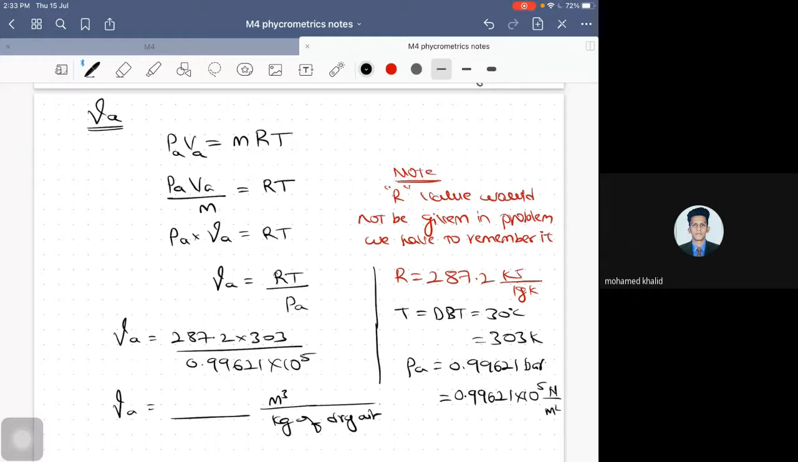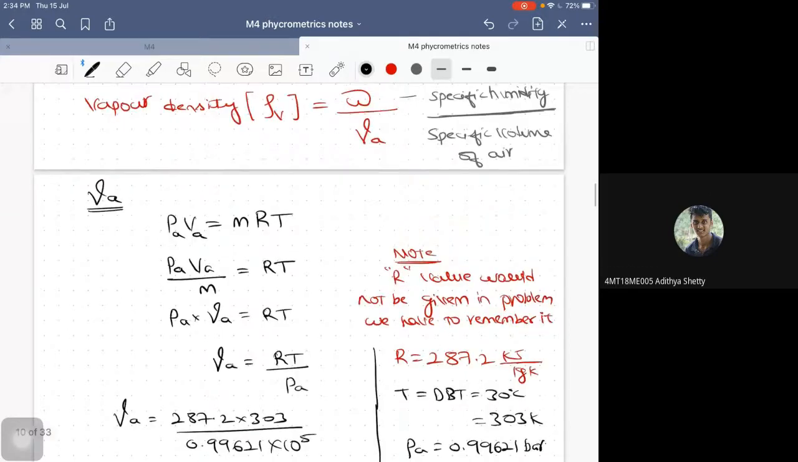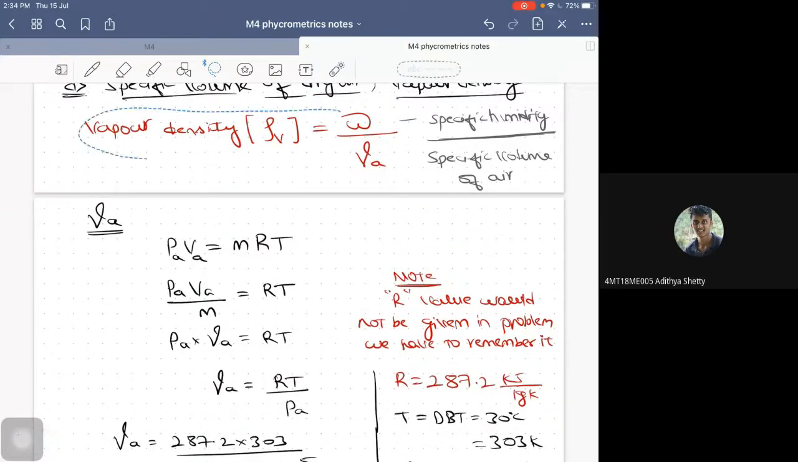Meter cube per kg, you are measuring for air, isn't it? So, per kg of dry air. 0.8735. Is the value correct? Yes, sir. Okay, so now if you get the value of va, you can use this formula of vapor density.